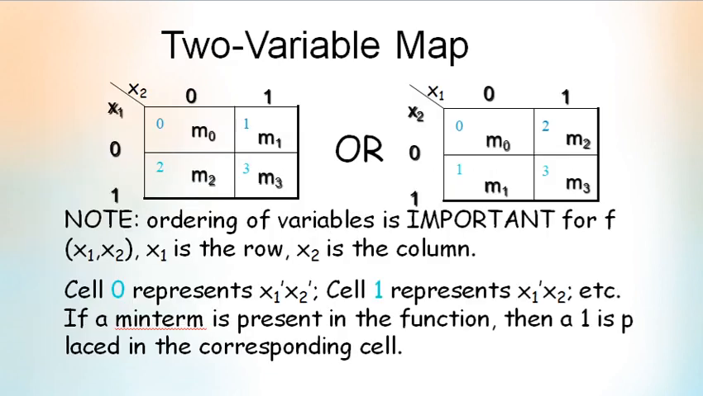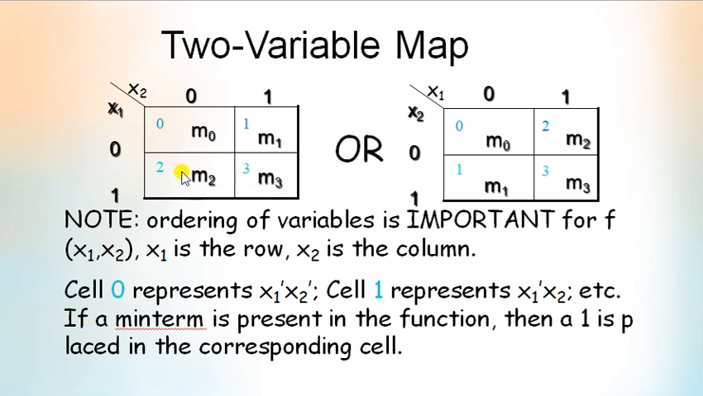Depending on the number of variables in the Boolean expression, we can construct different types of Kmaps, like 2-variable maps, 3-variable maps, 4-variable maps and so on. So let's move to the 2-variable map. A 2-variable Kmap has 2 rows and 2 columns, that is, 4 cells in the Kmap.